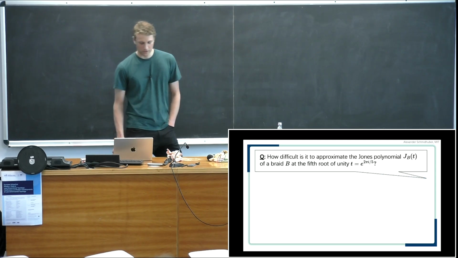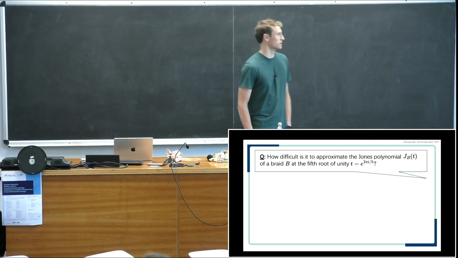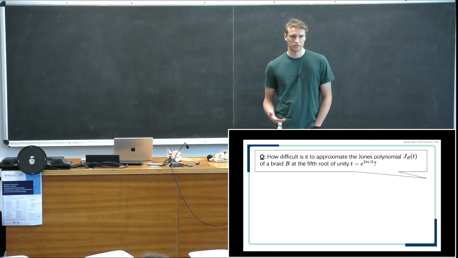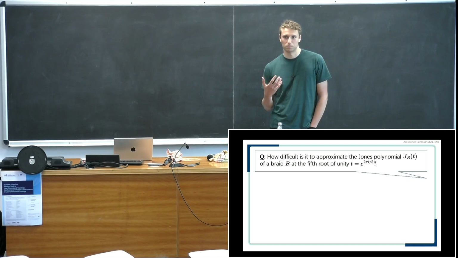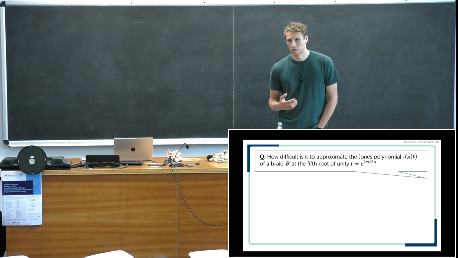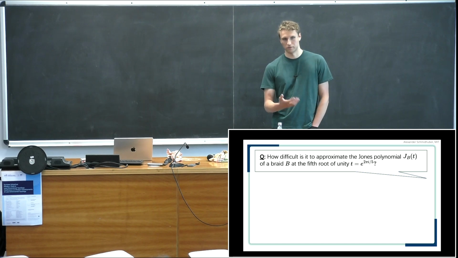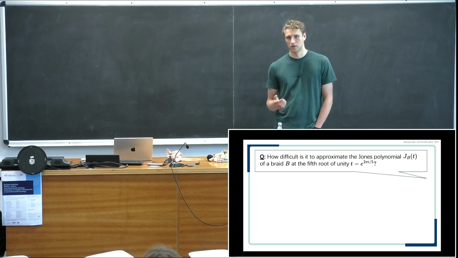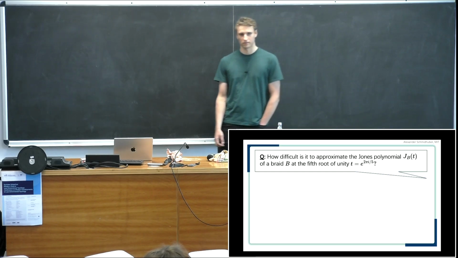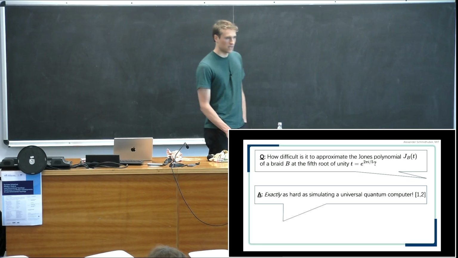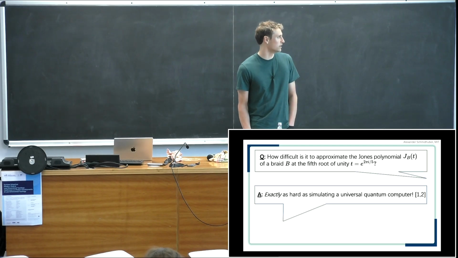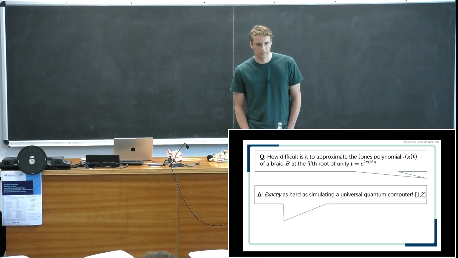So let me just give a quick example of this. A very famous knot invariant is the Jones polynomial. And one could ask, okay, in a complexity theoretic sense, in a computational sense, how difficult is it to approximate the Jones polynomial of a given braid, or the closure of some braid, at a fixed root of unity, for example, the fifth root of unity? And the answer is, perhaps surprisingly, this problem is exactly as hard as simulating a universal quantum computer.